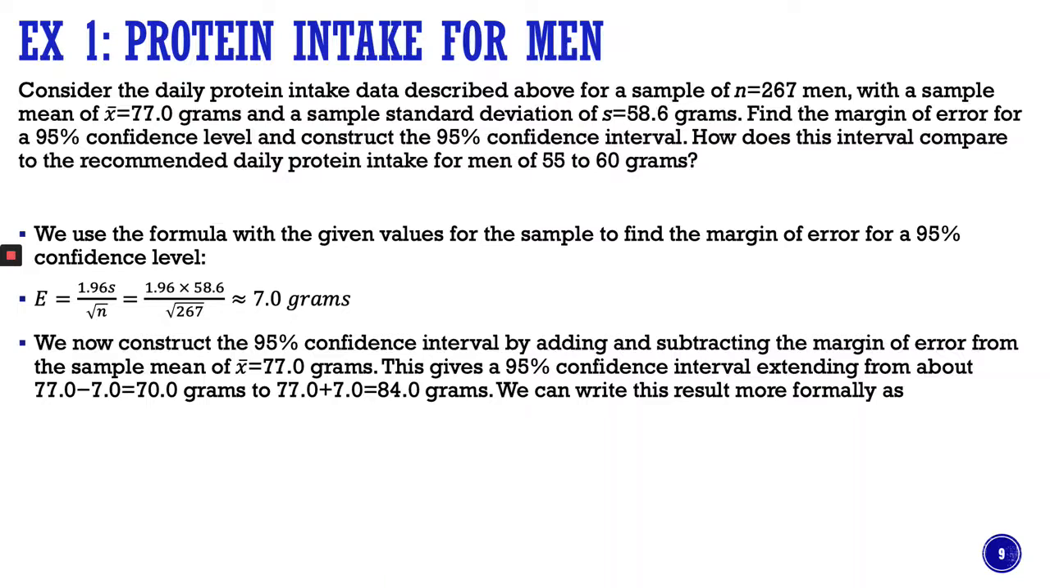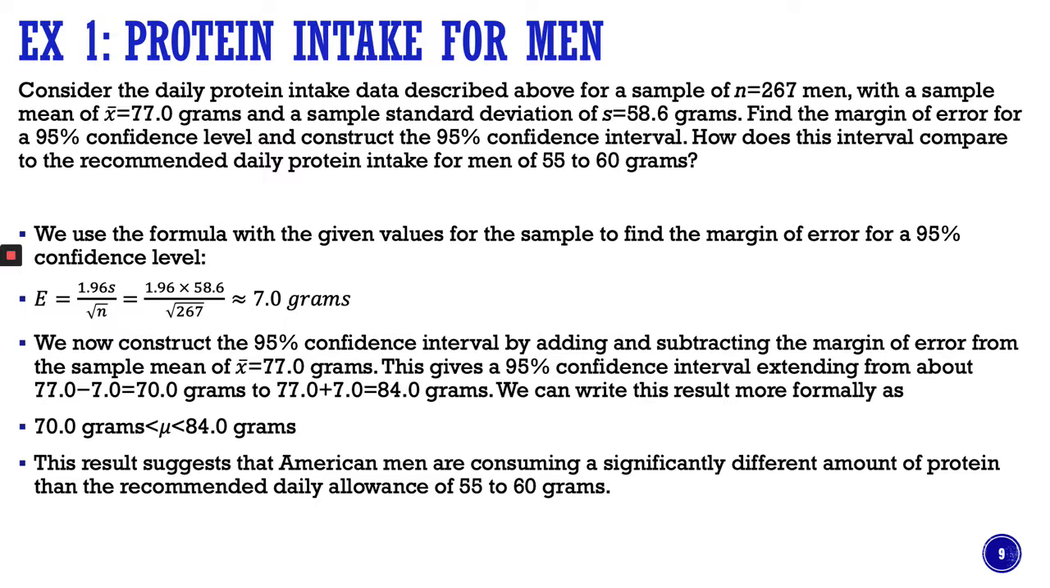We now construct the 95% confidence interval by adding and subtracting the margin of error from the sample mean of x bar equal to 77.0 grams. This gives a 95% confidence interval extending from about 77 minus our 7.0, which gets us 70 grams, to 77 plus 7.0, which is 84 grams. So we can write this result formally as 70 grams less than mu less than 84 grams. This result suggests that American men are consuming a significantly different amount of protein than the recommended daily allowance of 55 to 60 grams.